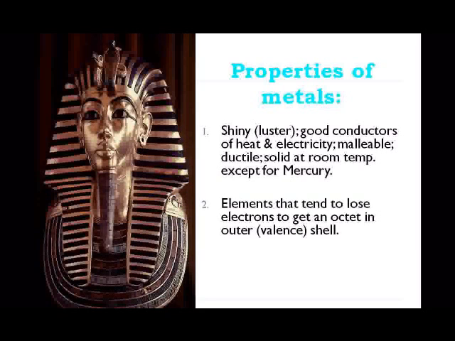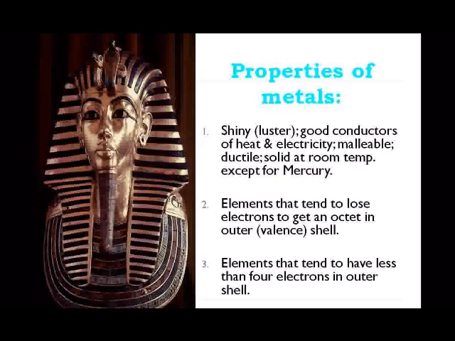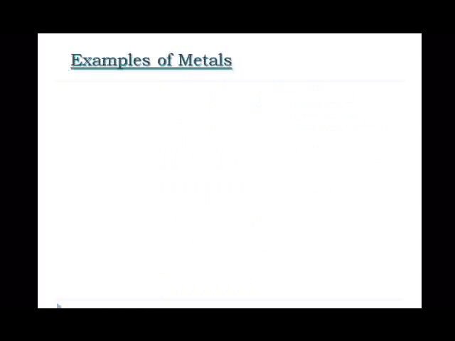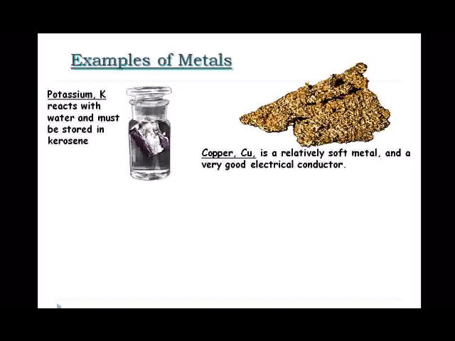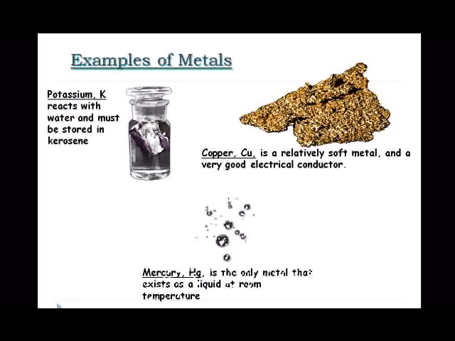Metals also tend to lose an electron to get a full octet in the valence shell. Elements tend to have less than 4 electrons in that valence shell. And we'll talk more about 2 and 3 a little bit later. Some different examples of metals are things like potassium. Potassium reacts with water and must be stored in kerosene. Copper is a relatively soft metal and a very good conductor of electricity, which is why copper is most often used in the wiring of houses and electronics. Mercury is the only metal that exists as a liquid at room temperature.